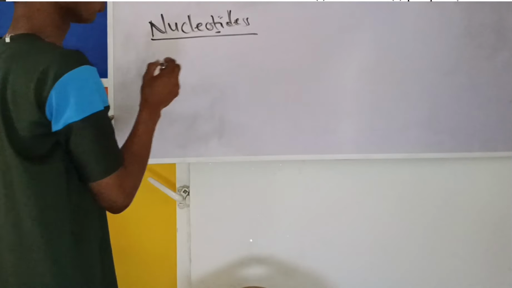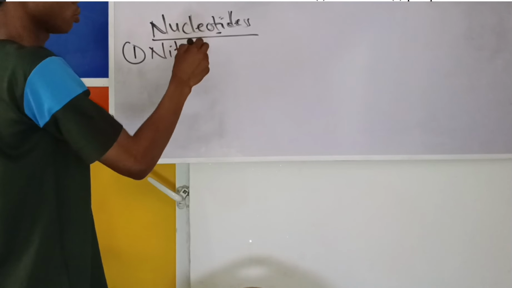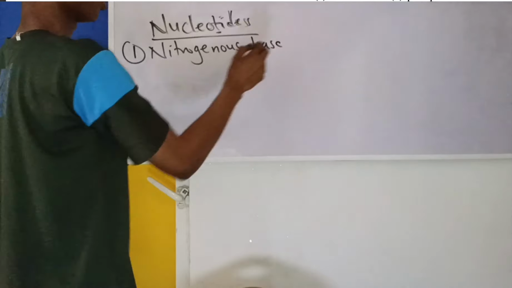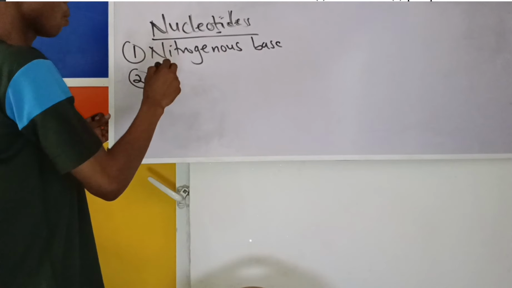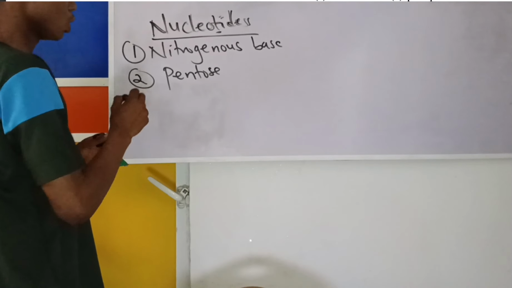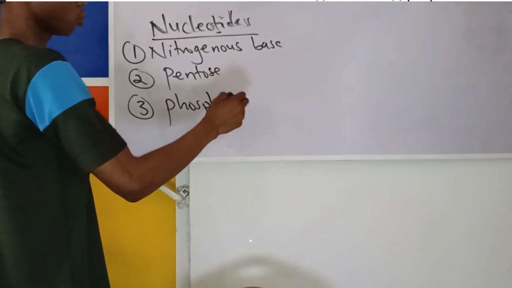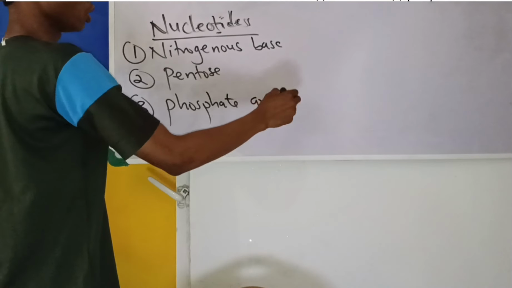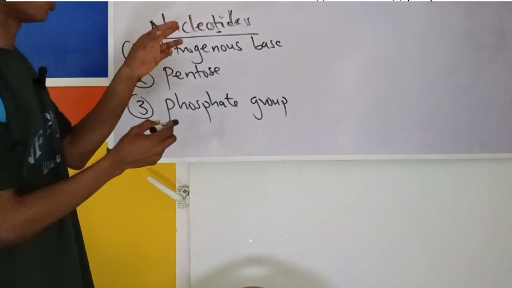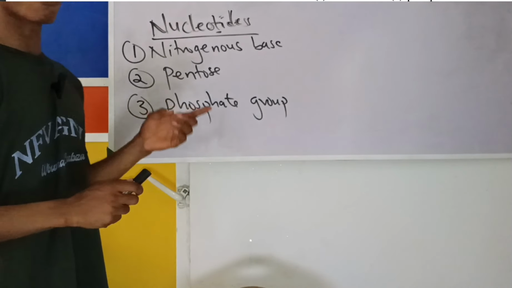And the three things in nucleotides are, number one, nitrogenous base. Number two, pentose sugar. And number three, phosphate group. Now, when you add these three things together, what do you have? A nucleotide. So, nitrogenous base, pentose sugar, phosphate group give us our what?